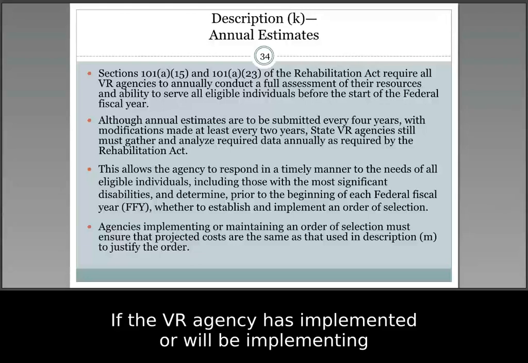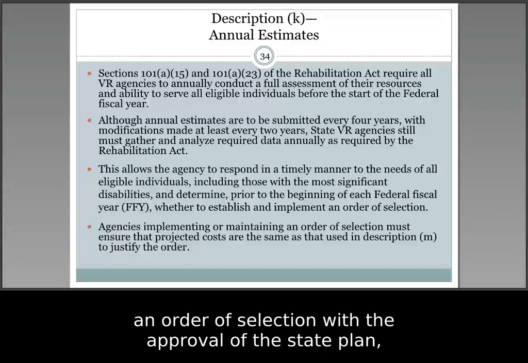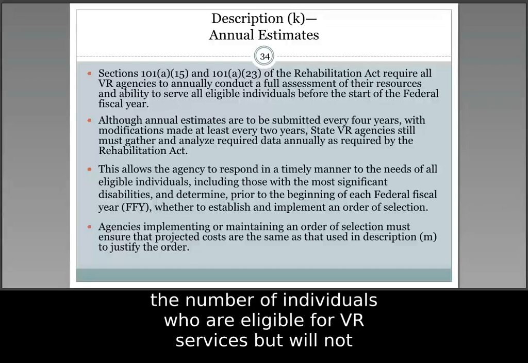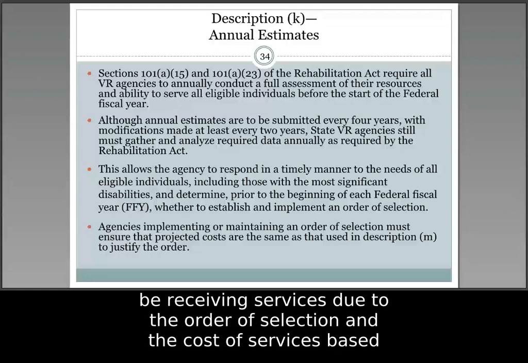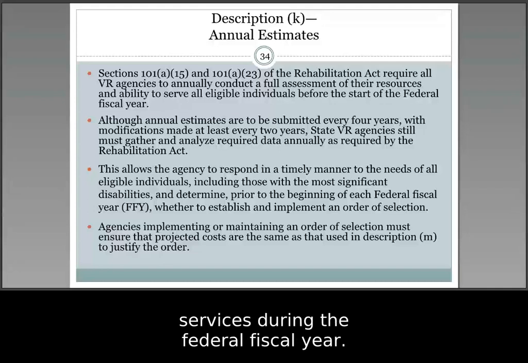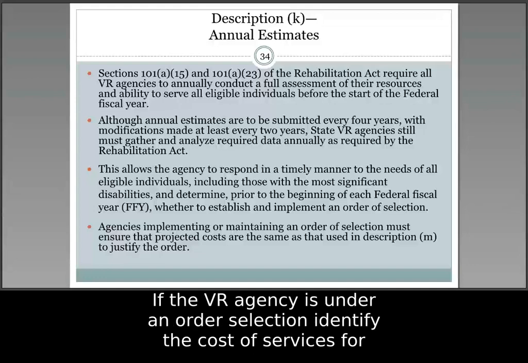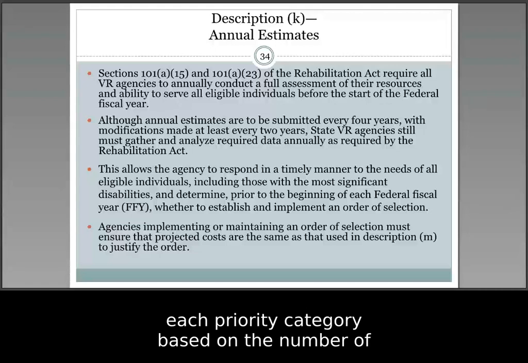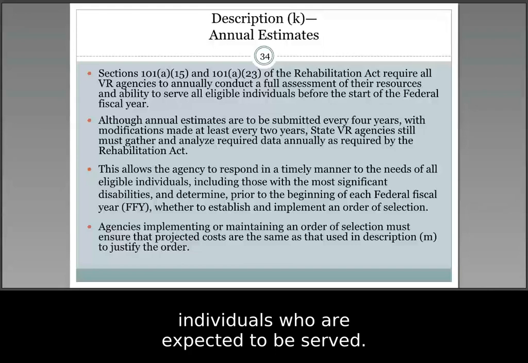If the VR agency has implemented or will be implementing an order of selection with the approval of the state plan, the number of individuals who are eligible for VR services but will not be receiving services due to the order of selection, and the cost of services based on the number of individuals estimated to receive services during the federal fiscal year. If the VR agency is under an order of selection, identify the cost of services for each priority category based on the number of individuals who are expected to be served.